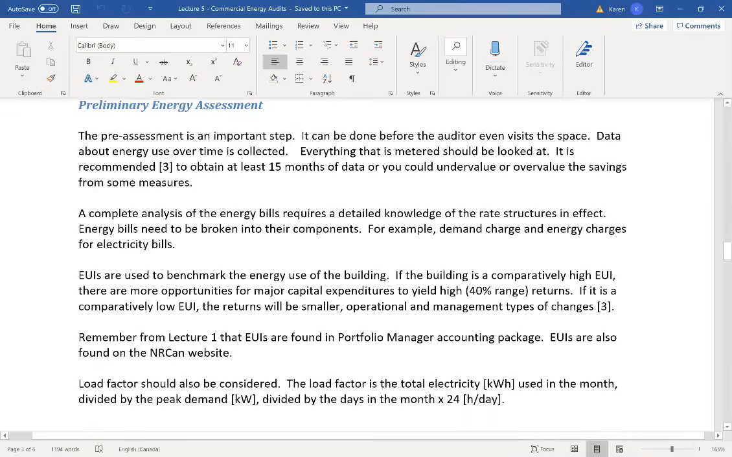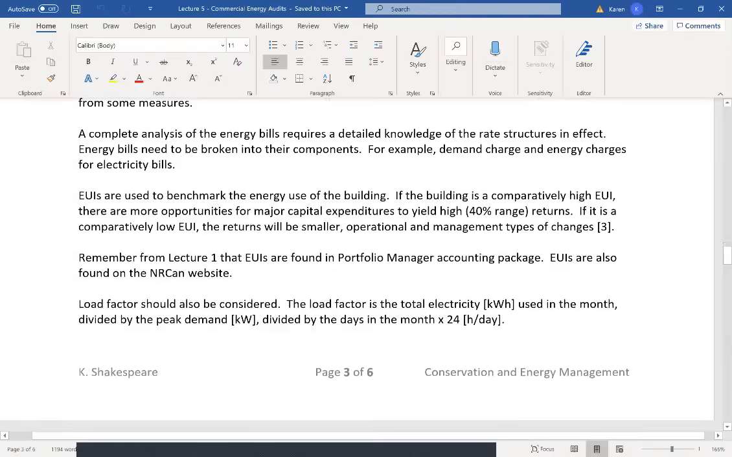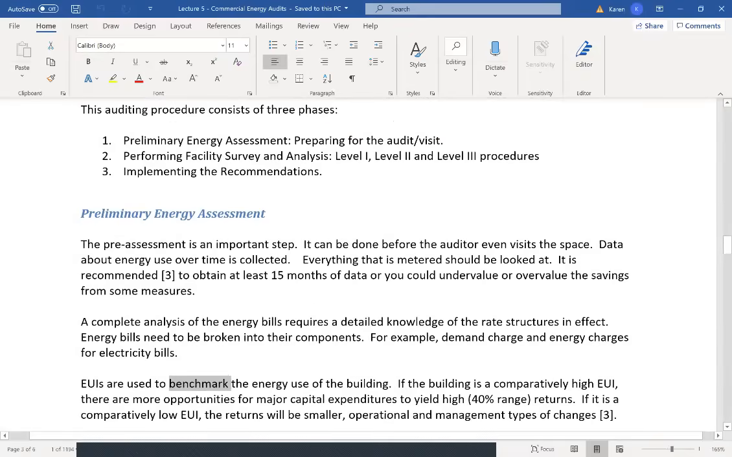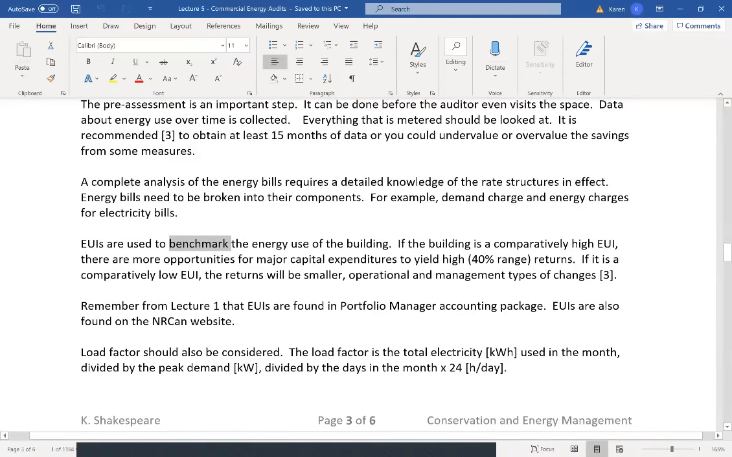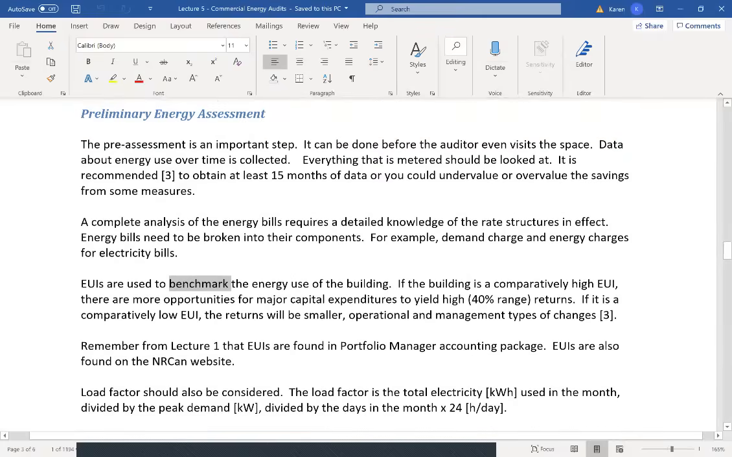They have to do energy bill analysis, break the energy bills into their components, demand charges versus energy charges, etc. This is when you do the EUI calculations, which we remember are benchmarking the energy use of the building. If it's a high EUI, there's lots of opportunities. If there's a low EUI, the returns are going to be smaller. So all this EUI, this benchmarking and looking at the energy bills is all done in the first phase, which is called preliminary energy assessment.